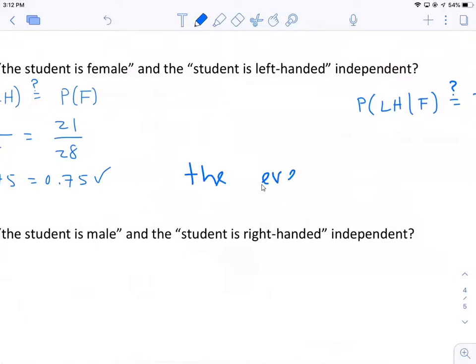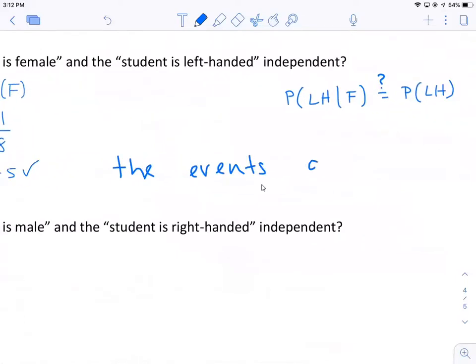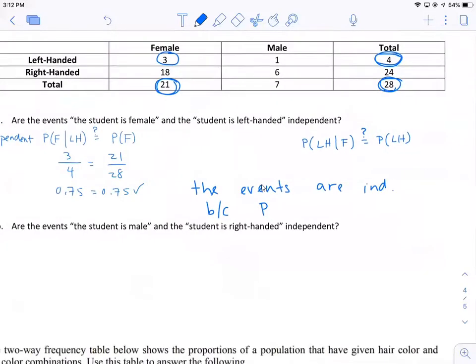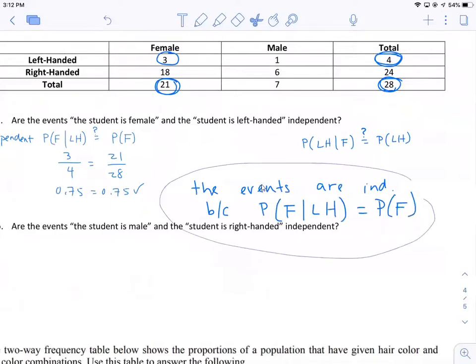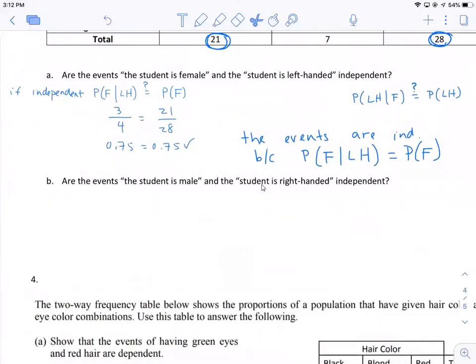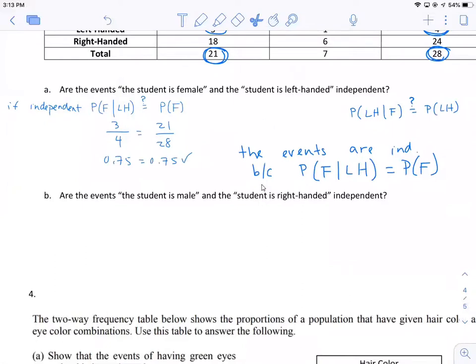The events are independent because the probability of being female given that you are left-handed was equal to the probability of being female. So the fact that you were left-handed had nothing to do with whether or not you were a female. Right? Or the events the student is male and the student is right-handed, independent.